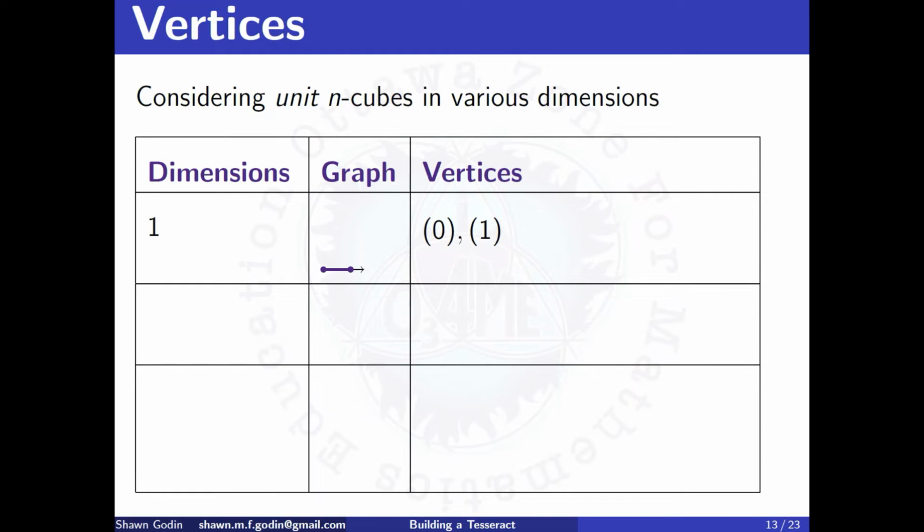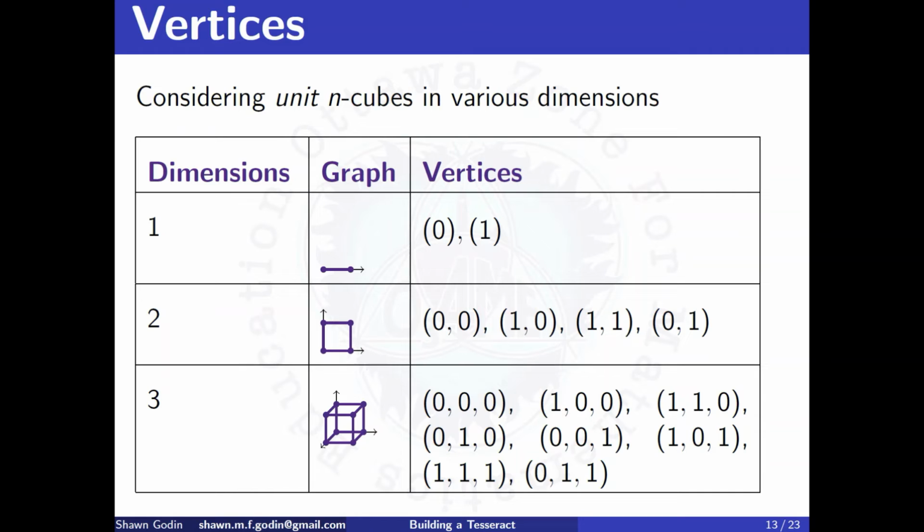So dimension 1, the graph is just going to be on a number line. The vertices are going to be the coordinates 0 and 1. In dimension 2, I've got a square. It's going to have coordinates, and again, I'm dealing with a unit cube here so that I'm making side lengths 1 so that I've got sort of a standardized set of coordinates. So I'm going to have the coordinates (0,0), (1,0), (1,1), and (0,1).